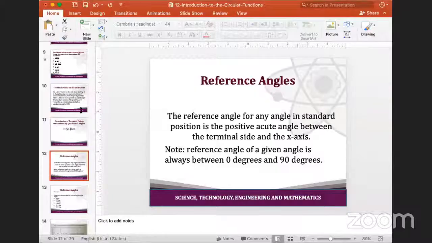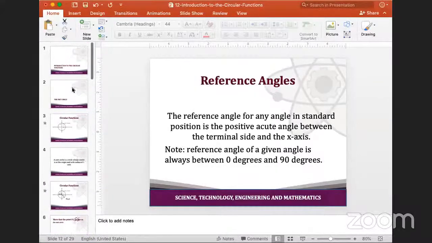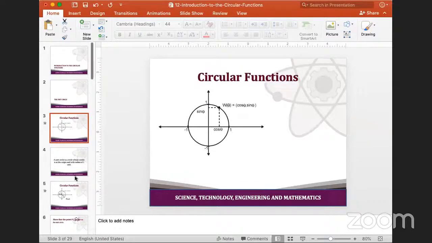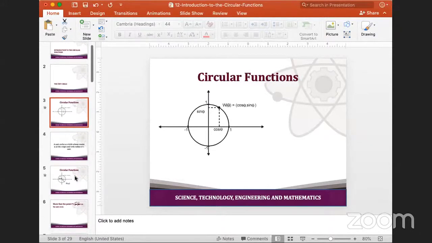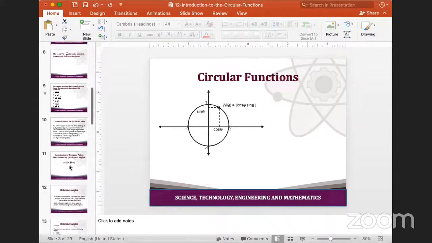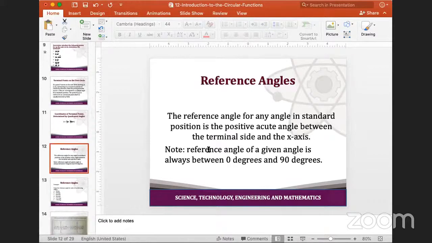Okay. So last time, our discussion was all about circular functions, and when the given is a point inside the circular function. So for this time, we'll be dealing with reference angles. Okay. So bakit ba natin kailangan ng reference angle?